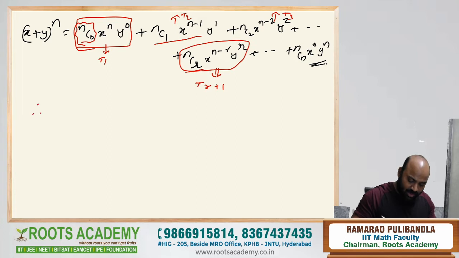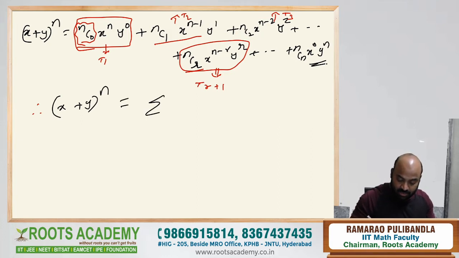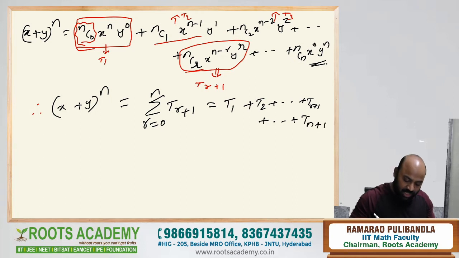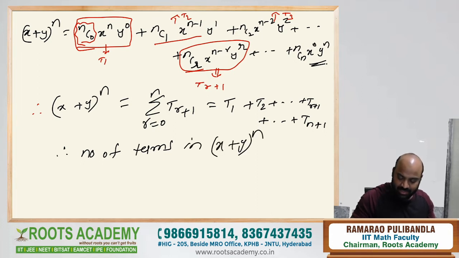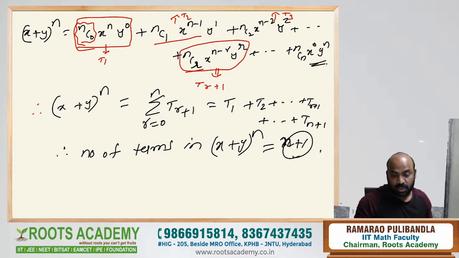Therefore this expansion, (x plus y) whole power n, I can also write as sigma, which means sum, sigma r equals 0 to n of T(r plus 1), which is T1 plus T2 plus and so on, T(r plus 1), and so on, and last we get T(n plus 1). Therefore the number of terms in (x plus y) whole power n is n plus 1. Students, all of you try to understand this.